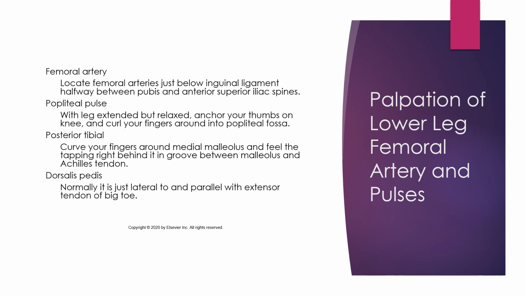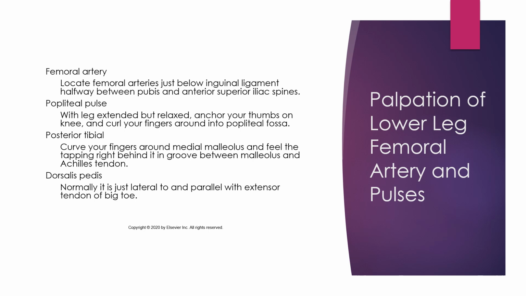The popliteal pulse is more of a diffuse pulse and can be difficult to localize. This is behind the knee. With the leg extended but relaxed, you're going to anchor your thumb on the knee and curl your fingers around into the popliteal fossa. You press your fingers forward, hard, to compress the artery against the bone, and often this is the most difficult to palpate in adults.